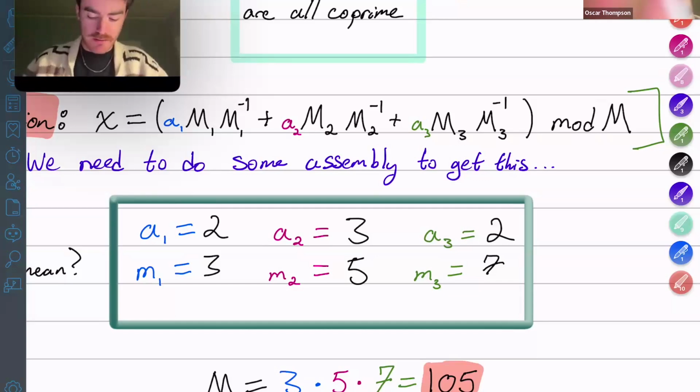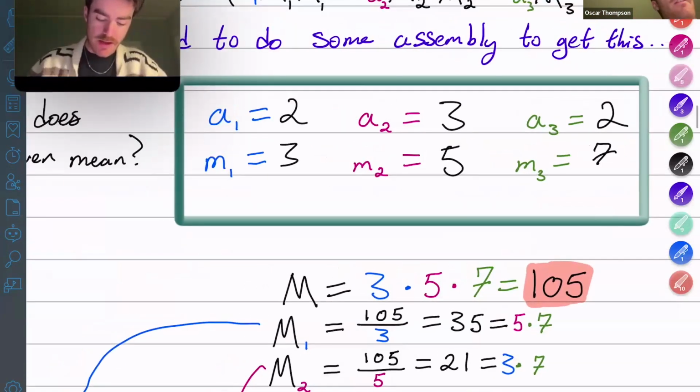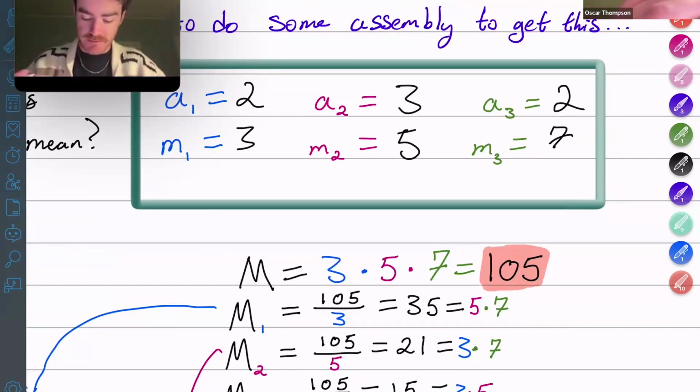Fret not, this can always be simplified. So now we have our big M sub 1. That's going to be this big M divided by what our little m sub 1 was. So that's going to be 105 divided by 3, which gets us 35. I like to think of it a little differently. I like to think of it as big M, and we just cross out this 3. But to me, that makes better sense visually and mentally.